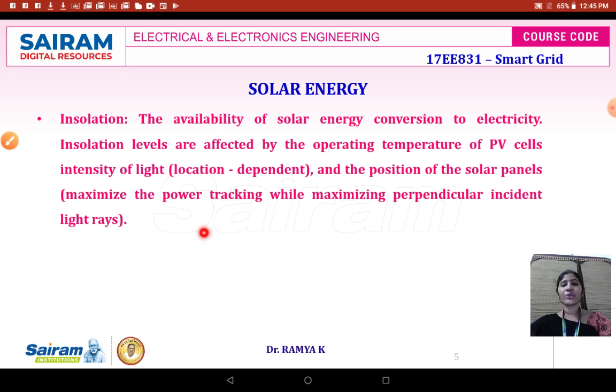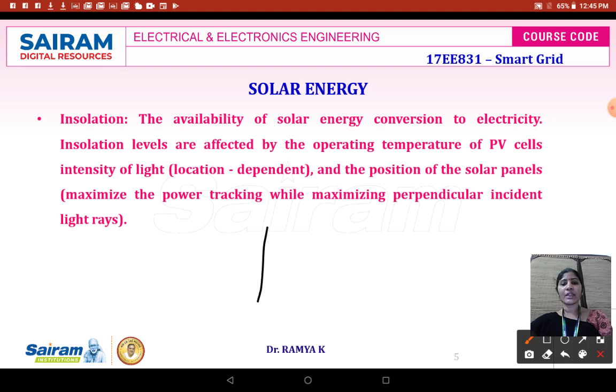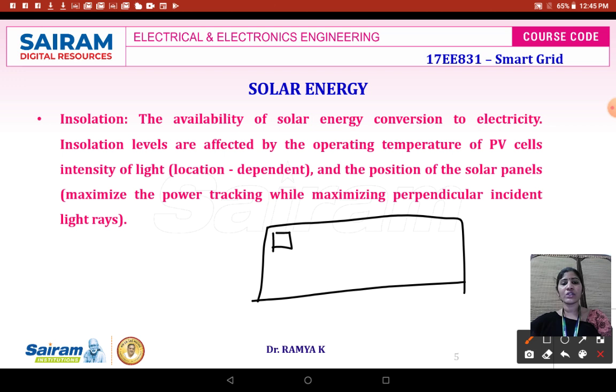Here we are going to utilize the availability of solar energy conversion to electricity, which is affected by the temperature of your PV cells. When you have a solar panel, the solar panel comprises many cells. Inside this you have many cells. A cell is nothing but a PN junction, and this PN junction is made up of amorphous silicon or polycrystalline silicon. Either you can make it with amorphous silicon or polycrystalline silicon.